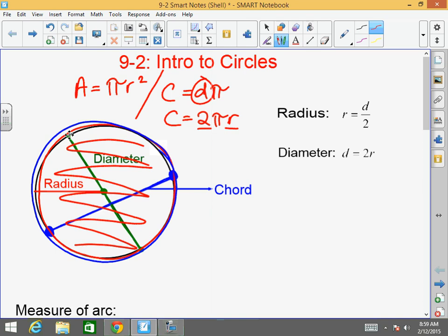You could write it if you want as 2r pi, but usually in math world it's 2 pi r. It's the commutative property, guys. If you wanted to write it as r pi 2, I don't care. But it's 2 pi r. Thank you. Awesome question.